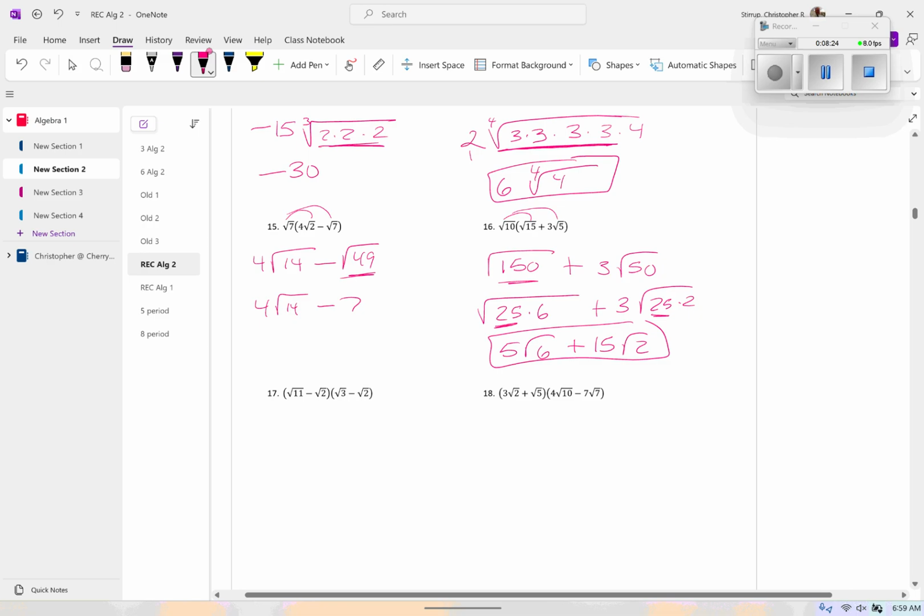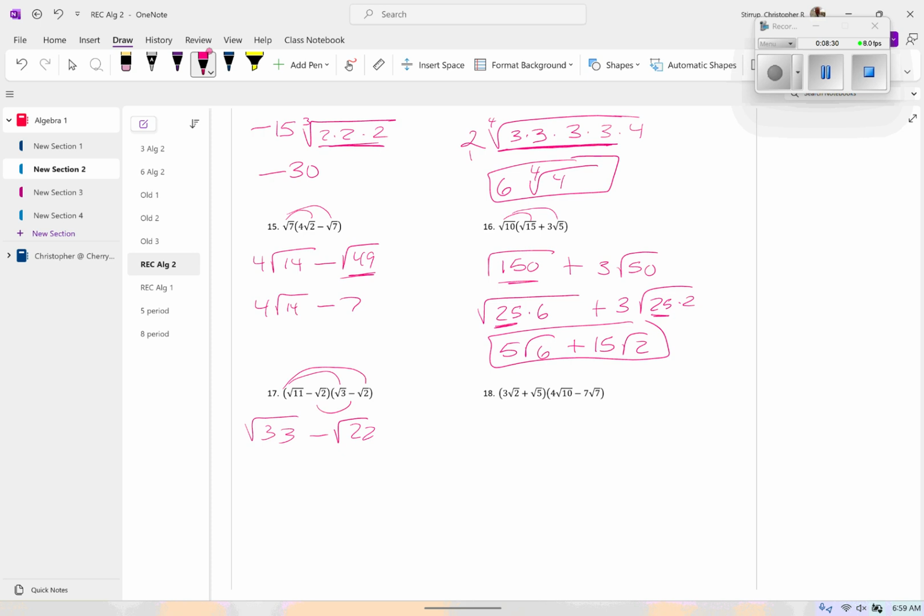We're going to FOIL these, so I'm going to multiply here, here, so that's root 33. So here, root 22, root 6, root 4. 33 doesn't break down to perfect squares, no perfect squares. That's the only perfect square, so I'm going to get root 33 minus root 22 minus root 6 minus 2.